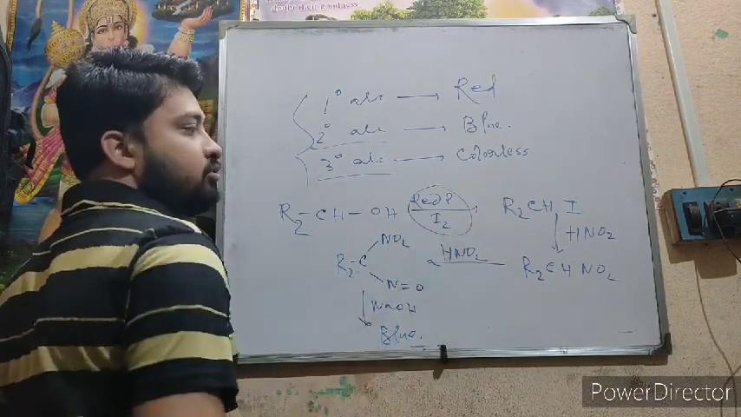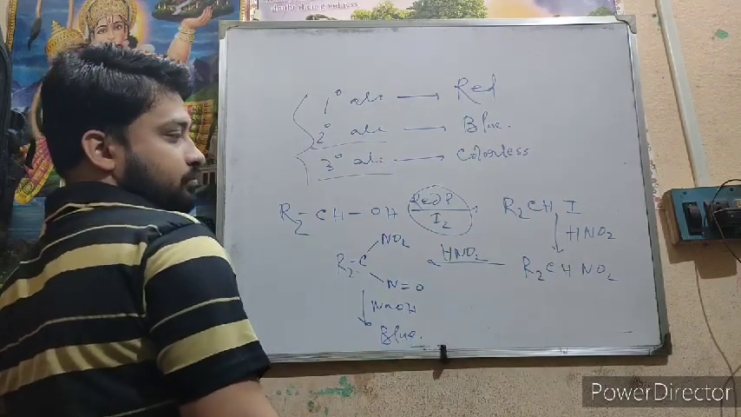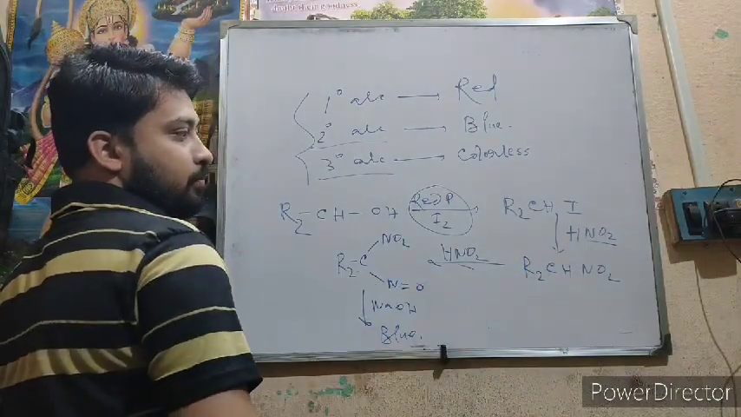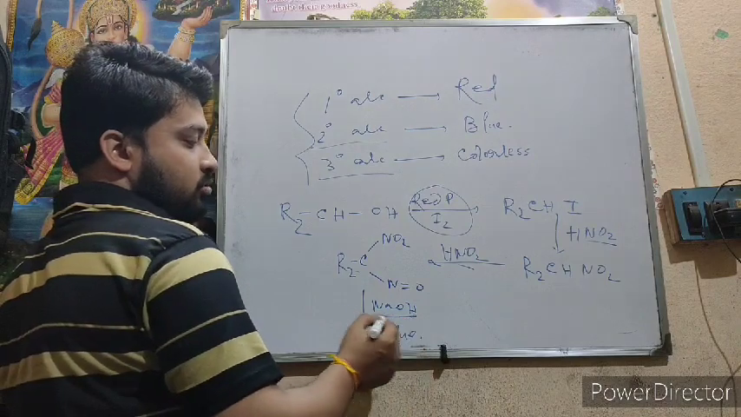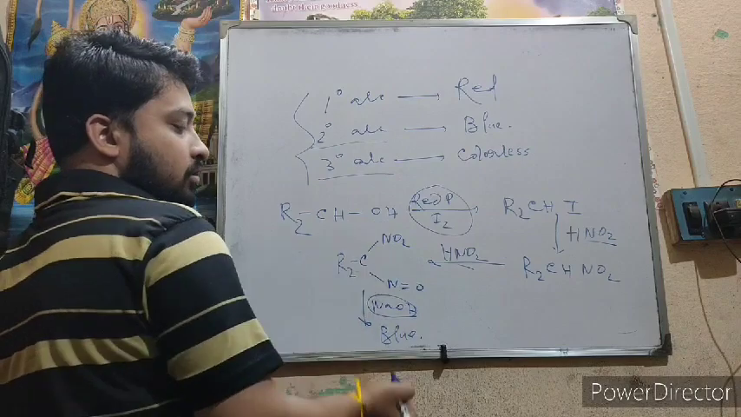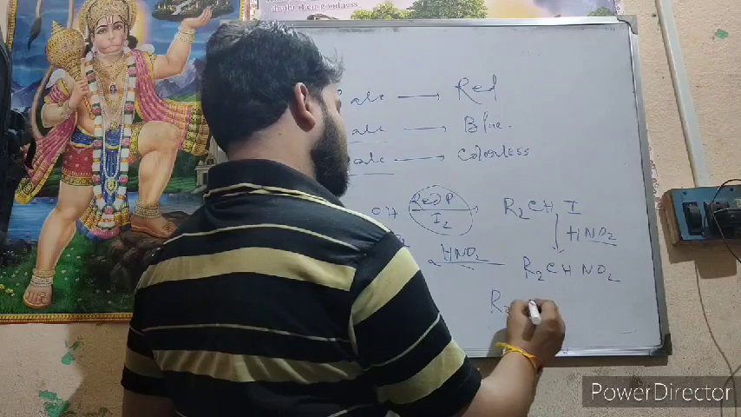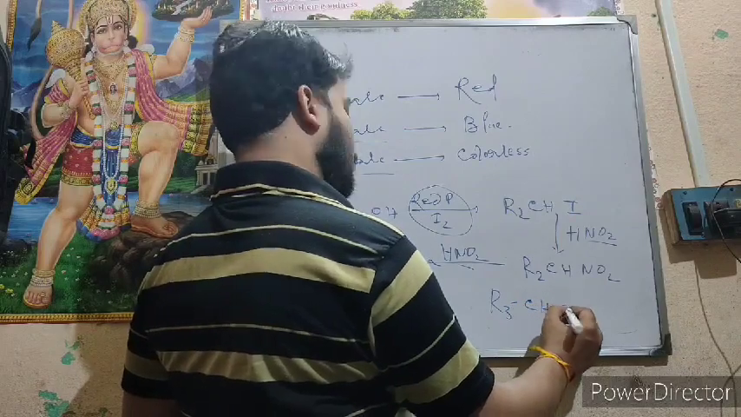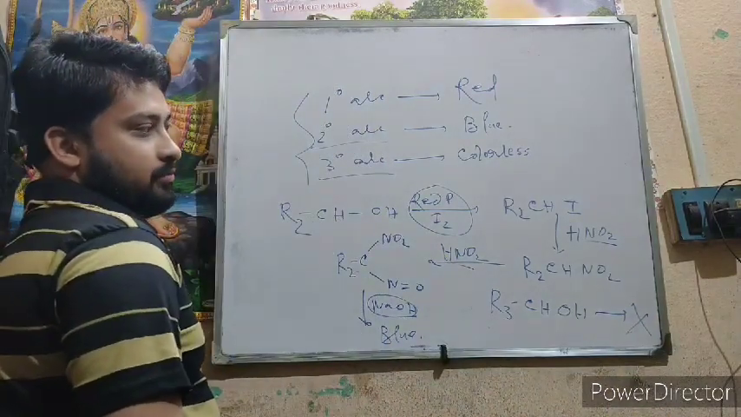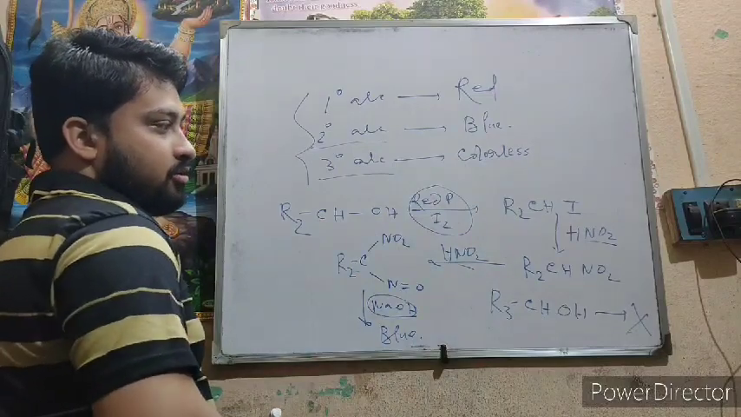Firstly, you use red P and I2, you get this. Okay, then react with HNO2, then react with HNO2 also. After that, you use NaOH and you get the blue color. If it is 1 degree alcohol, you get red color. But if you take 3 degree alcohol, R3COH, it cannot be processed. Okay, so 3 degree alcohol gives no color. This is the Victor-Meyer process.